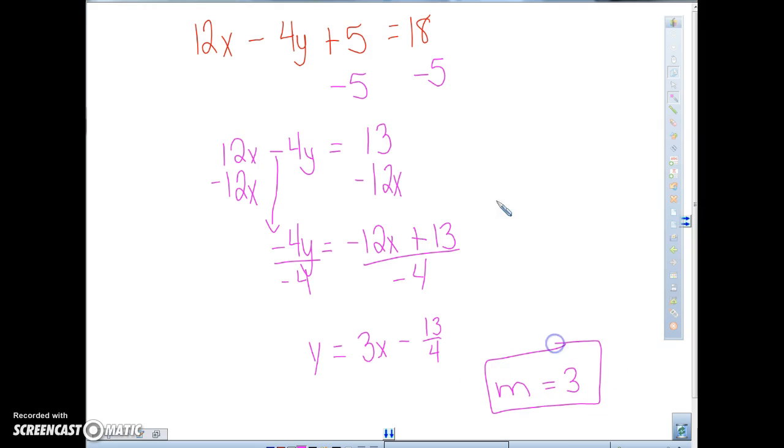Now remember, if I hadn't brought down that negative sign, it would have changed my whole answer, because this would have been negative 12 divided by positive 4, and that would have given me a negative 3, and that would not have worked. It would have given me the wrong answer.